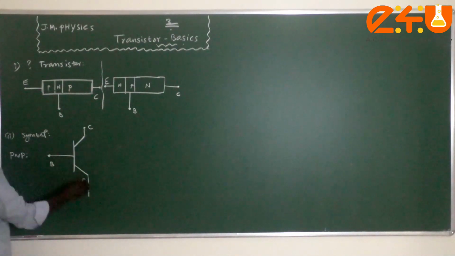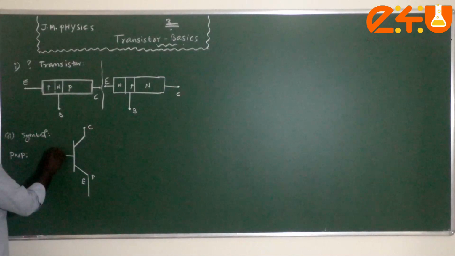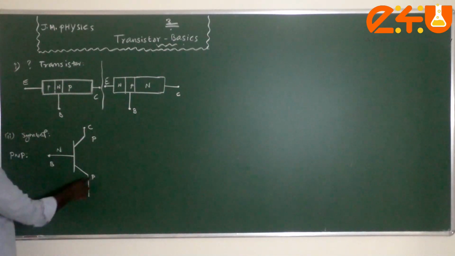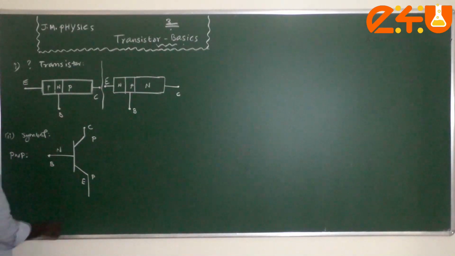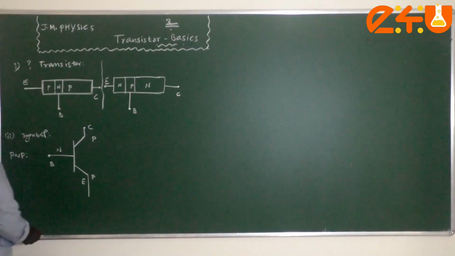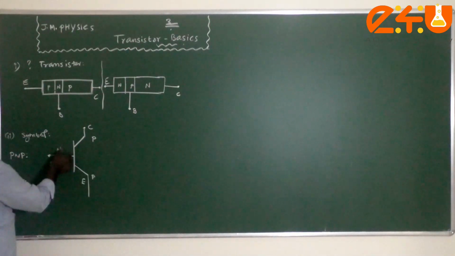In PNP, the emitter is P type material, this is N type material, and this will be P type material. But in the circuit symbol, the P and N need not be mentioned. For your understanding, I am marking it here, but the actual circuit symbol is without marking P and N.